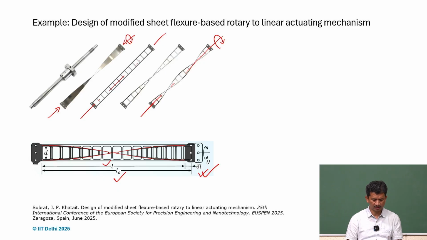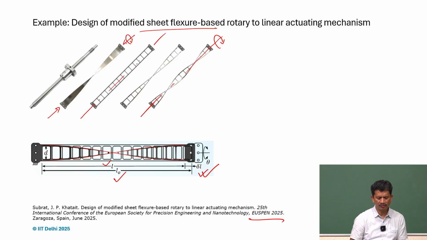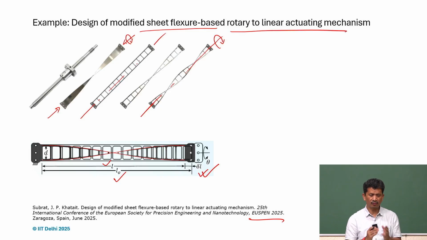And this is what we propose, and we published it also this year at USPEN in Spain. This is one of the works from my PhD student in the lab. So again, a very good example, very simple but effective. It's a modified sheet flexure, and we propose a linear to rotary to linear actuating mechanism, so we can get a very fine linear movement with this one. And the ball screw is just for comparison.